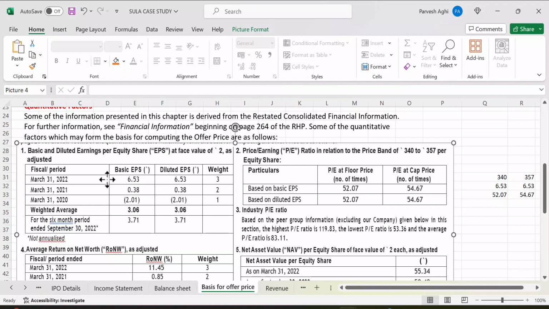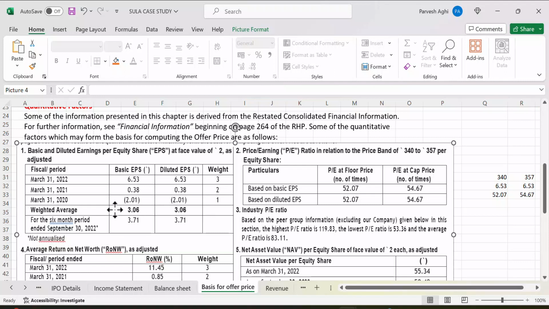Now, March 22, the weight is given as 3. Now this is SEBI's format. Then there is March 31, 2021. The EPS was 0.38 because of the COVID time. Their profits came down and their earning per share was just 38 paisa. In March 22, it was 6.5 rupees. And then March 31st, the peak of the COVID time, they had negative earning per share because they were into losses. So the weighted average is basically: weight 3 is assigned to the latest year, 2 to the second, and 1 to the oldest one, the third year.